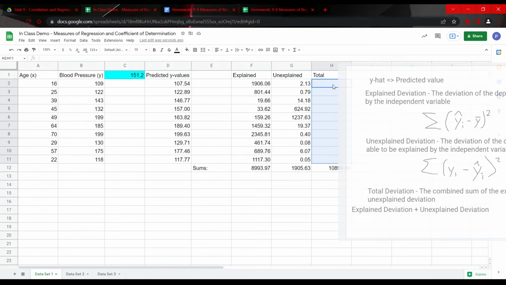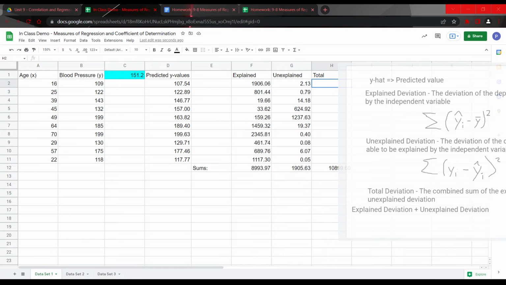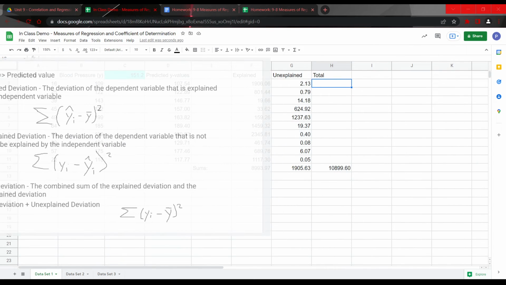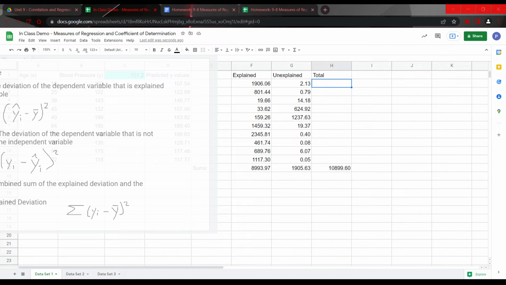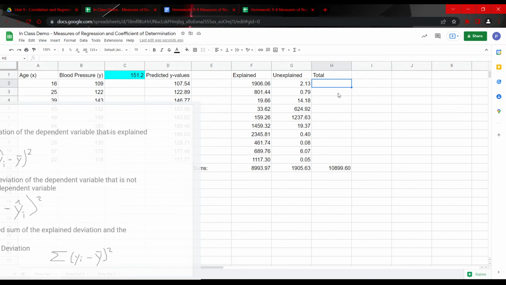For the total deviation, just to show you how to do it: if I just asked you for the total deviation, then you don't have to go through these processes. The total deviation is each of the actual y values minus the mean of y, squared. I don't want the mean to be changing, so I'm going to keep that as always C1. Alternatively, you can just do 151.2. That's also fine. I'm going to drag that down.